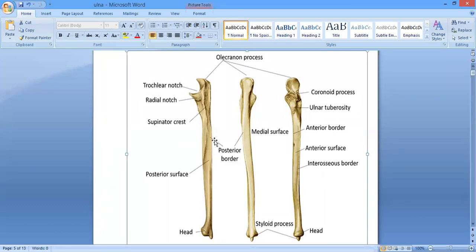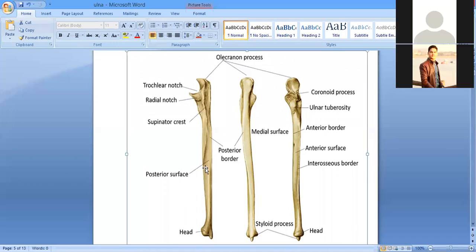And this shaft is tapering gradually from above downwards. From above it is broader, and below it is tapering gradually downwards. Any problem? This bone has got three borders and three surfaces.